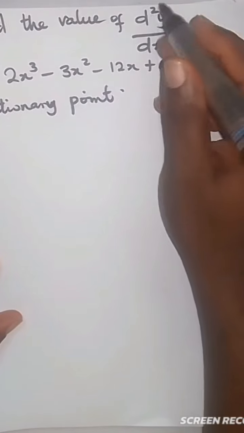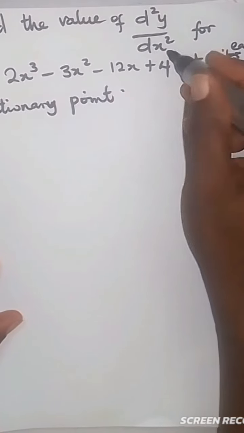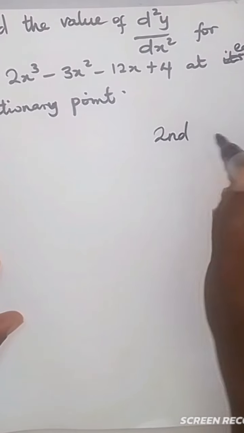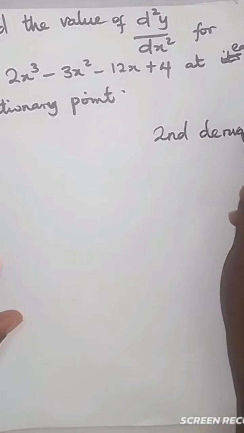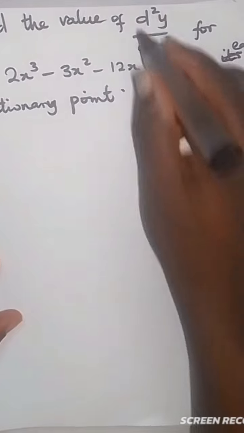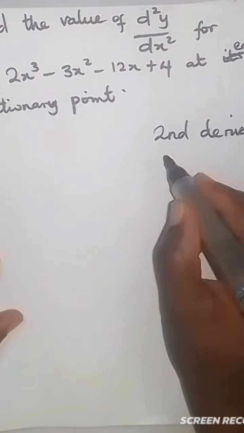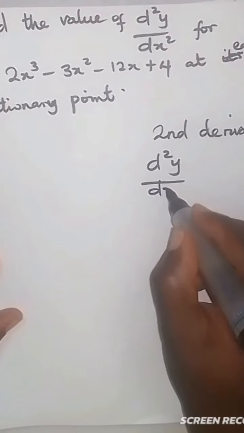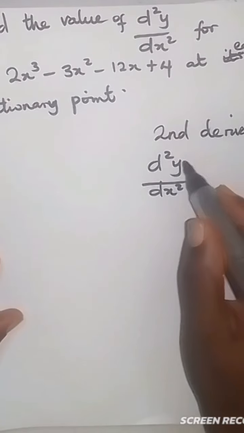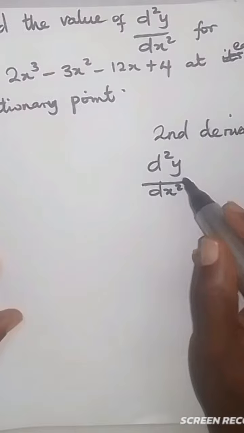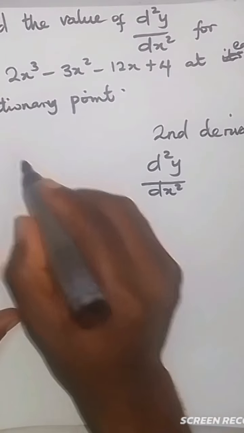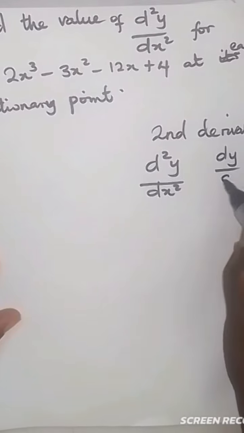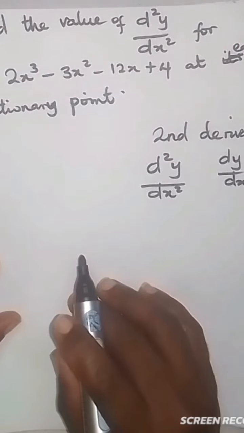When you see something like d squared y over dx squared, it simply means we're talking about the second derivative. So we solve it for the second derivative. The first derivative is dy over dx, which we've been solving for some time now.